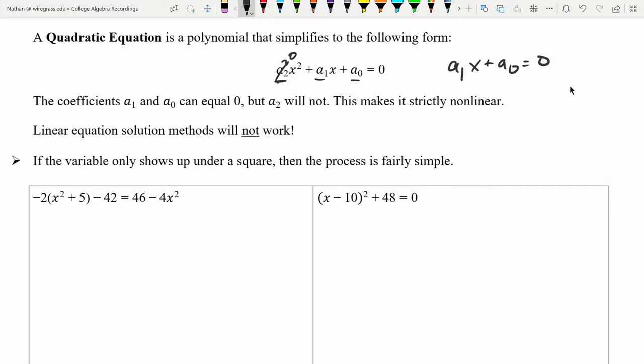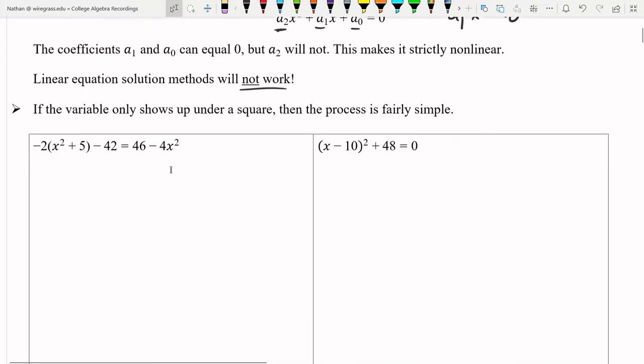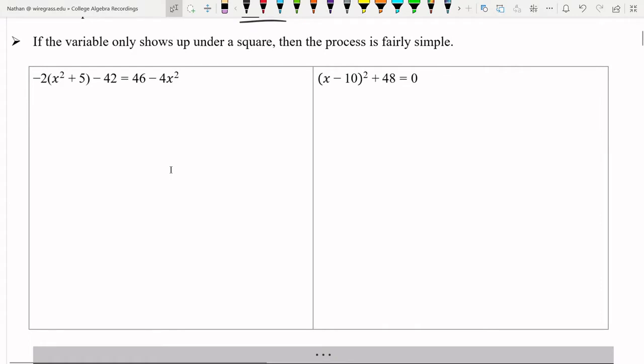We want strictly nonlinear. And with this quadratic equation, the linear equation solution methods will not work. So we're going to have to look at other types of methods. Now, if the variable is underneath of a square, the process ends up being fairly simple. We're going to first start off using the linear equation method where we solve for the variable. But to get the variable by itself, we have to do a little bit more stuff to it.